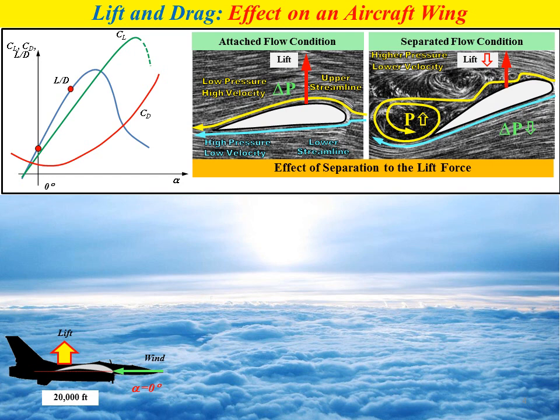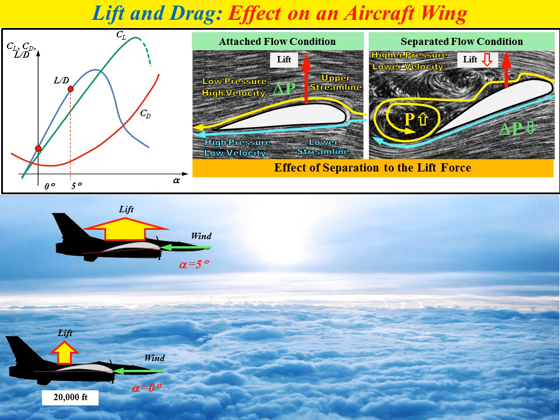So what happens if we increase the value of alpha up to 5 degree? So we'll get a higher value of L over D. Okay, so for this case we'll have a greater value of effective lift force, and the aircraft will fly at a higher position, let's say 30,000 feet.